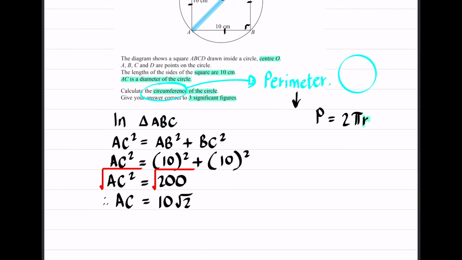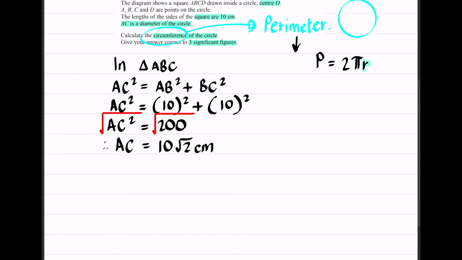root 2 centimeters. Now the reason I'm going to leave it in surd form is so that I can keep all the decimals, because I'm not looking for the diameter actually, I'm looking for the radius so that I can calculate the perimeter. So AC equals 10 root 2. That means therefore that the radius will equal 10 root 2 divided by 2, because the radius is half the diameter. So the radius is therefore equal to 5 root 2 centimeters.